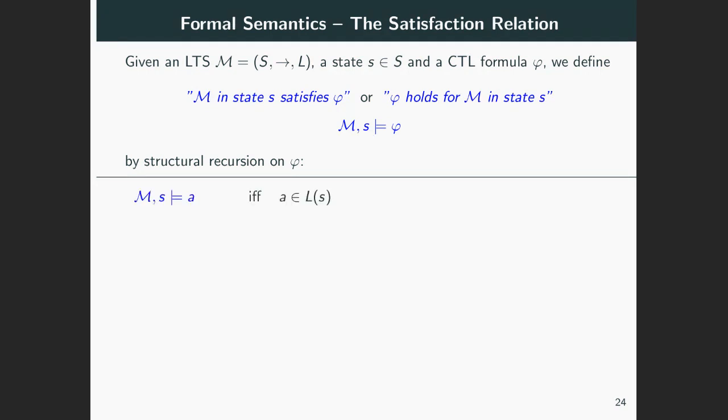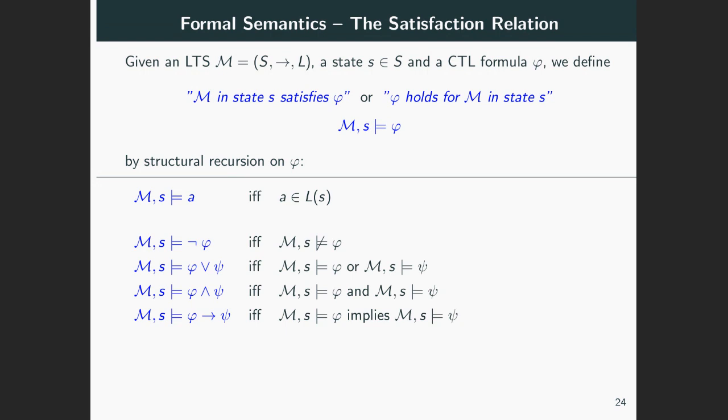If the formula is an atom A, then satisfaction just means presence in the labeling set. Then, if the formula is constructed by putting together one or two smaller formulas by means of a propositional connective, the semantics is the expected one. For example, not phi is satisfied just in case phi is not satisfied. Phi or psi is satisfied just in case one or the other is satisfied, etc.